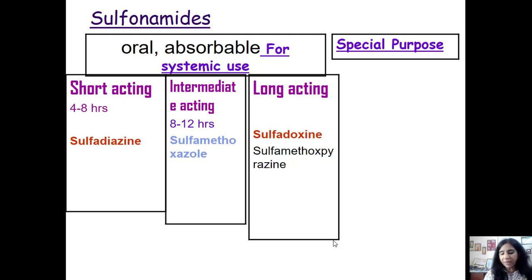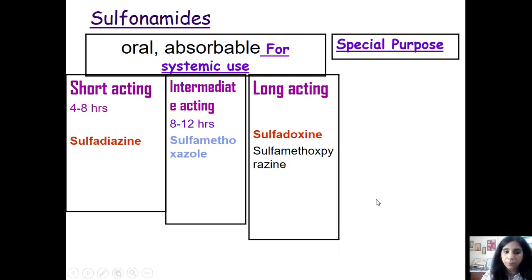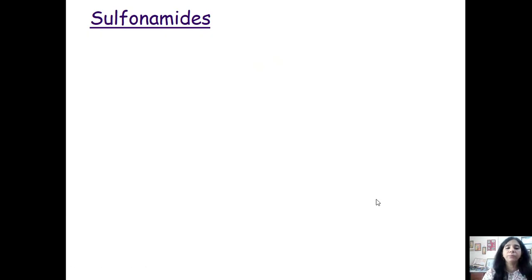And then we have some special purpose sulfonamides. One is silver sulfadiazine and mafenide, which are meant to be applied on the skin. Then we have sulfacetamide sodium, which are the eye drops, and you know they are commonly available as a brand name Locula. And sulfasalazine, which is meant for ulcerative colitis. And you know this is a type of sulfonamide which is oral non-absorbable.